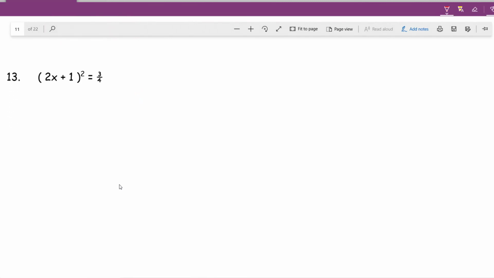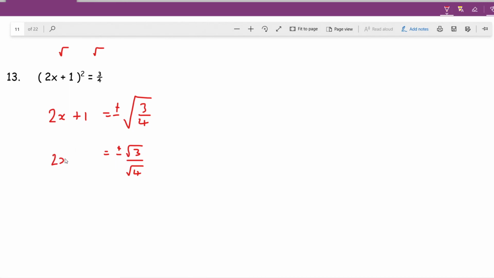Okay, question 13. Pause and have a go, otherwise carry on watching. So again, square root. Now 2x plus 1 would equal the square root of 3 over 4. So square root both sides. Always do the same on both sides, okay? When you're undoing something, inverse the function. Now what you could do here is split this up into root 3 over root 4. Now you would normally have a plus and a minus here, but you only have to put the plus or minus at the top on one of them, not on both of them.